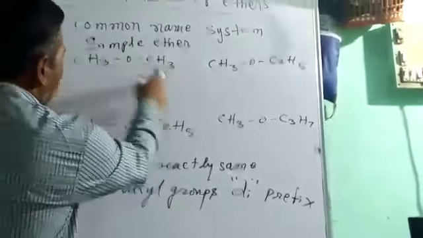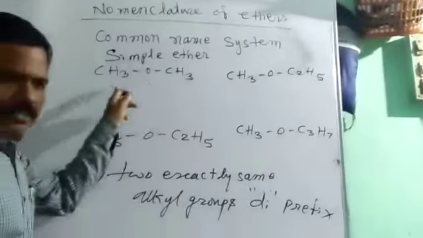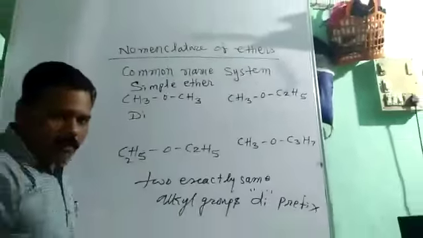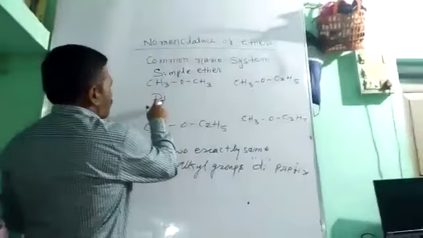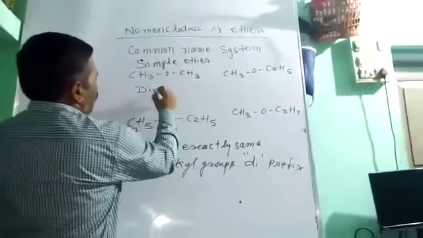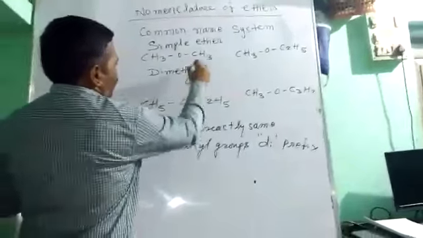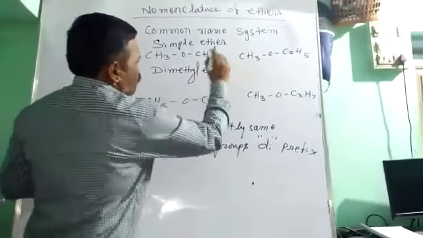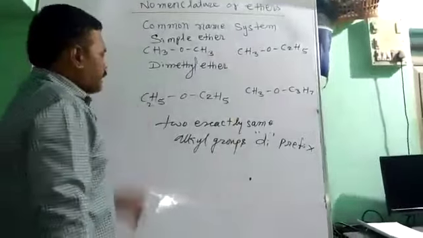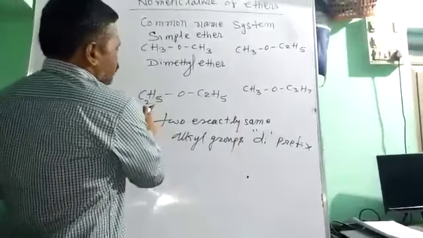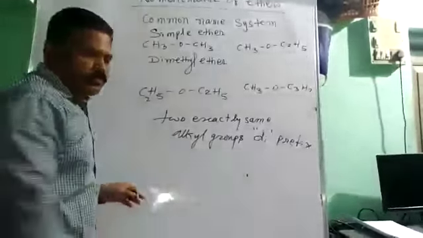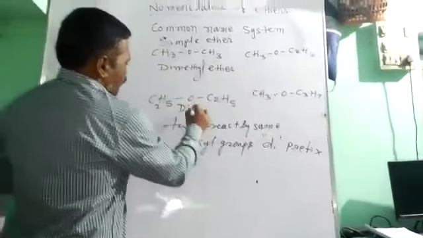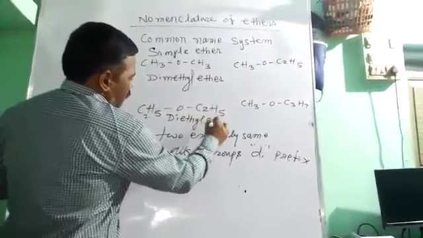Here there are two methyl groups. As you know, CH3 is a methyl group. There are two methyl groups, so according to the common name system the prefix di should be used. The name of the alkyl group attached to the oxygen is methyl, so it is called dimethyl, and simply the word ether is added. In the second example, C2H5 is an ethyl group. There are two ethyl groups attached to the oxygen atom, so it should be diethyl ether.